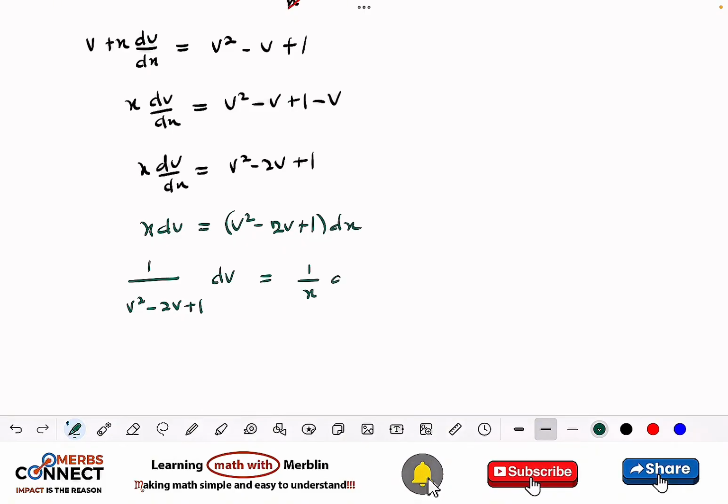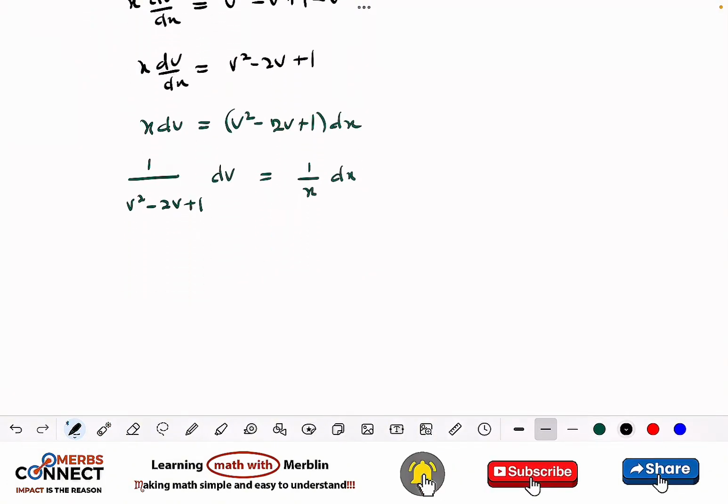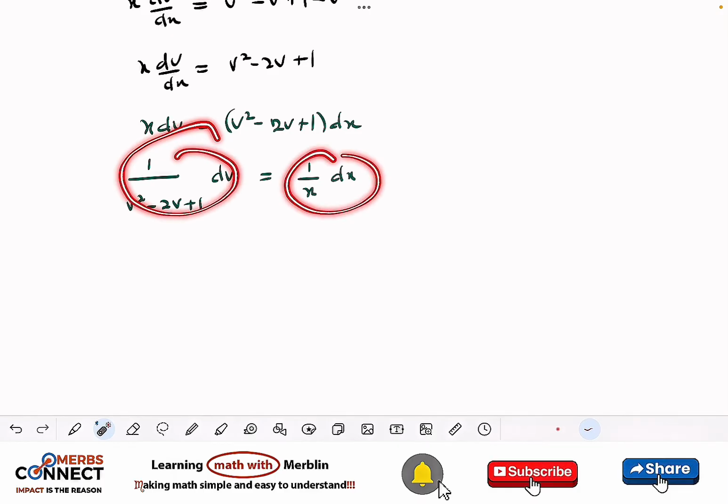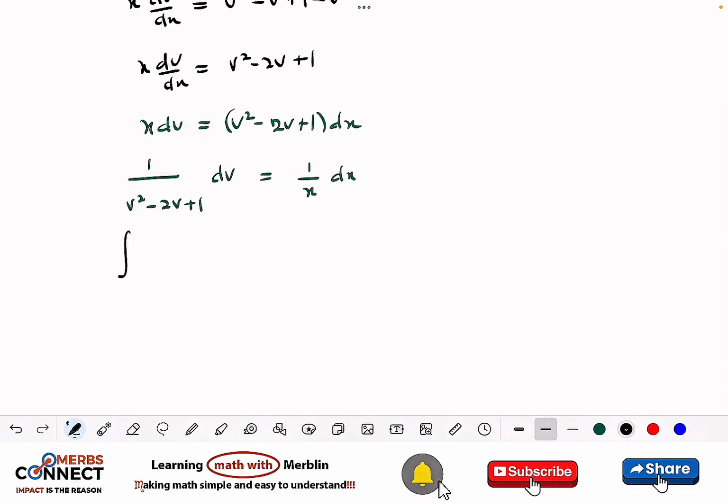1 over x dx. So I divide through by v squared minus 2v plus 1, which is going to be this. And then divide through by x, which is also going to be this. So basically, you want to bring this one here, and you want to bring the x here, so it becomes inverse. Now, since it's separable, we're able to group them. We need to just integrate. So I'm going to integrate 1 over this. But you see, with integration, you always need to pass in a way that you will be okay.